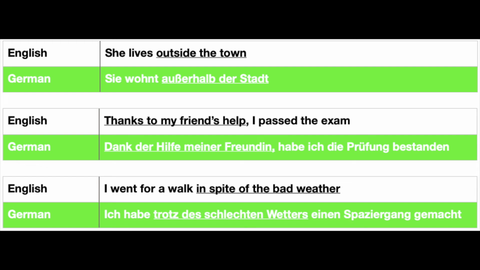In the next example, thanks to my friend's help, I passed the exam. Dank der Hilfe meiner Freundin habe ich die Prüfung bestanden. Here we've actually got two words in the genitive. Dank der Hilfe, so die Hilfe becomes Dank der Hilfe, and then of my friend becomes meiner Freundin. Die Freundin becomes meiner Freundin. And then in the last example here, I went for a walk in spite of the bad weather. Ich habe trotz des schlechten Wetters einen Spaziergang gemacht.